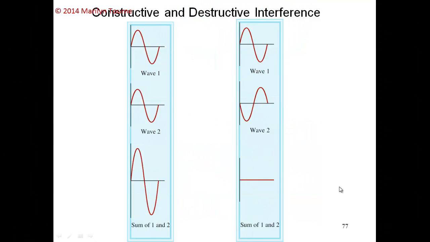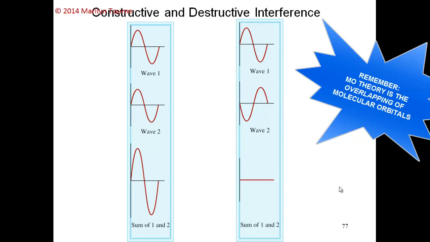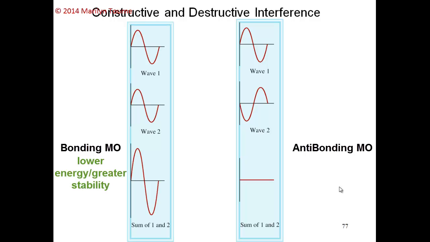Alright, so according to the molecular orbital theory, or MO theory, the overlap of the 1s orbitals of 2 hydrogen atoms leads to the formation of 2 molecular orbitals. One that's called a bonding molecular orbital and one that's called an anti-bonding molecular orbital. A bonding molecular orbital has lower energy and greater stability. The anti-bonding molecular orbital has higher energy and lower stability than the atomic orbitals that it came from.